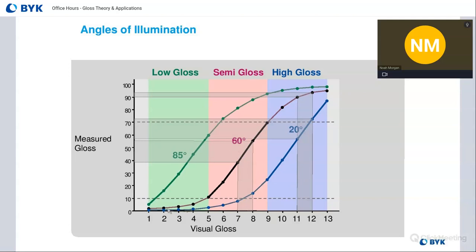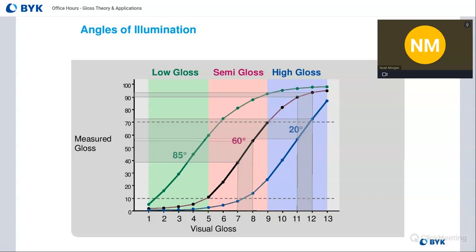Whereas when we look at a 60-degree angle or even the 20-degree angle, it's not really constant. The values don't really make any sense. So this is how we're able to determine that the 85-degree angle is best used on these low gloss surfaces. And that's how you get the most accurate gloss value for these low gloss surfaces.